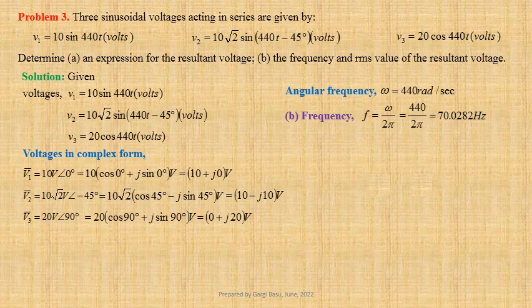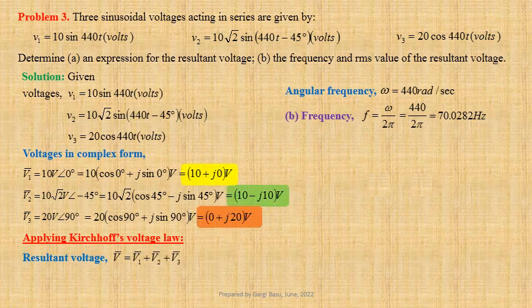While writing the voltages in polar form, we have used their peak values because finally we have to write down the time expression for the resultant voltage. Applying Kirchhoff's voltage law, we get resultant voltage V equals V1 plus V2 plus V3.